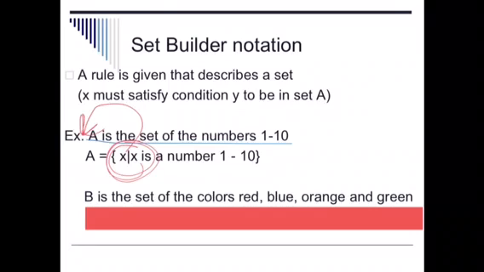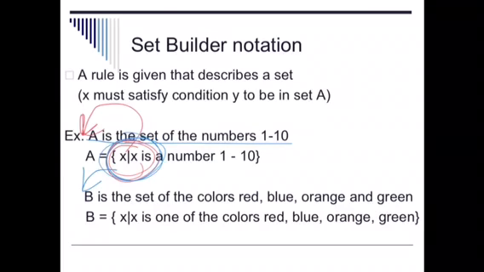If you look at example B, we have B as a set of all the colors red, blue, orange, green. So once again, all we really need to do is take this initial notation, x such that x is, and put it at the beginning. And we have our answer. So we see that we have x such that x is one of the colors red, blue, orange, or green.